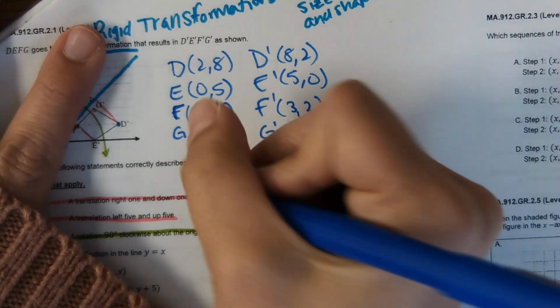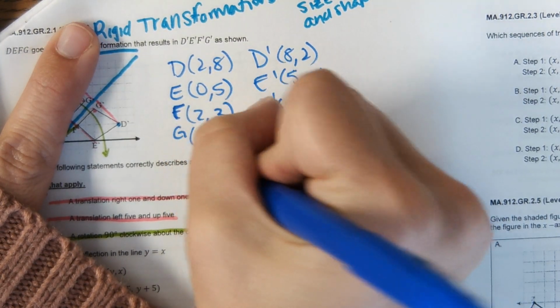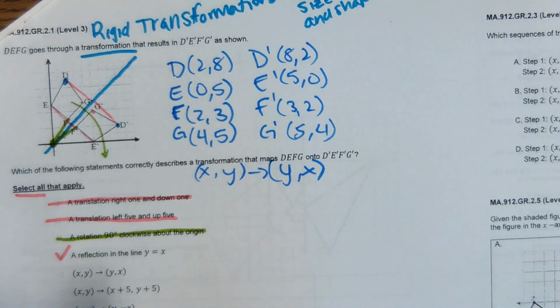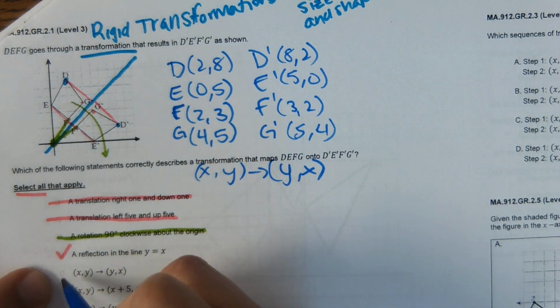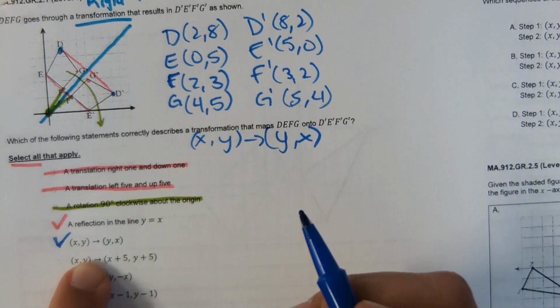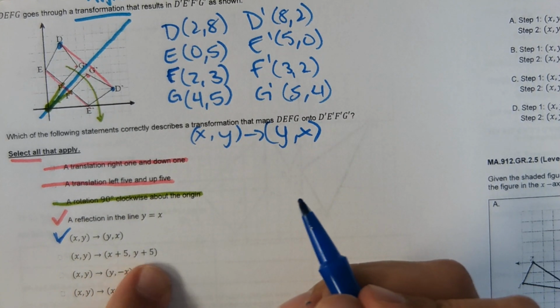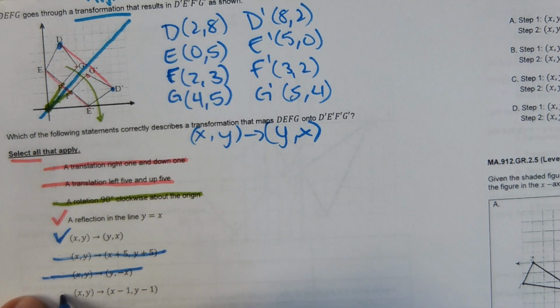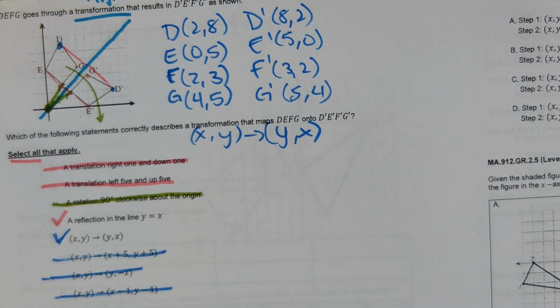So it looks like if this is X, Y here, it's changing the order to Y, X like that. And when I look here, that's actually the first choice right here. Because it's a select all, I make sure the other ones don't make sense. Plus 5, no, that's not what's happening. Nothing's turning negative, so not this one. And then negative 1, negative 1 doesn't make sense. So it does take some thought, but you can do it.